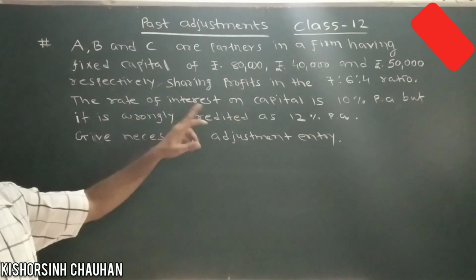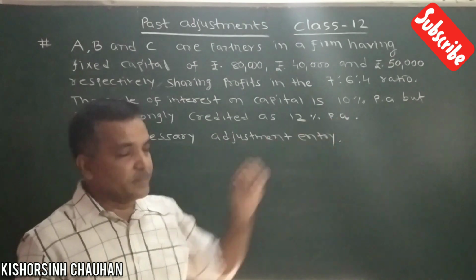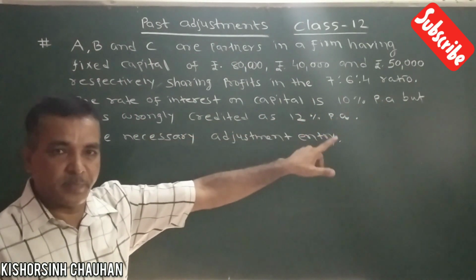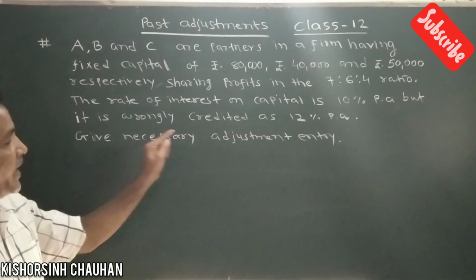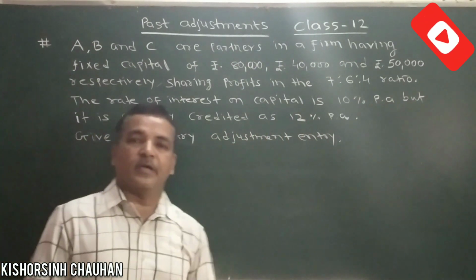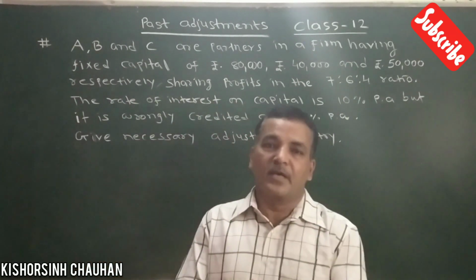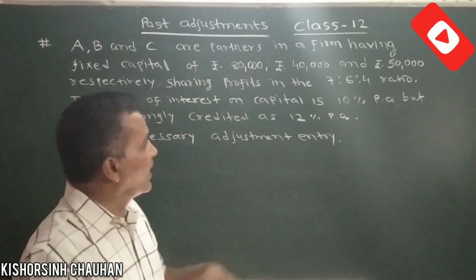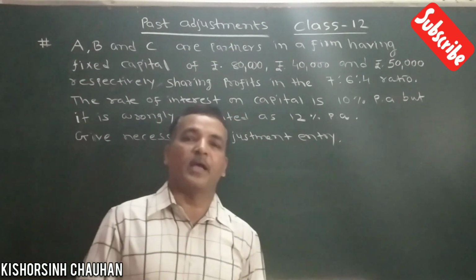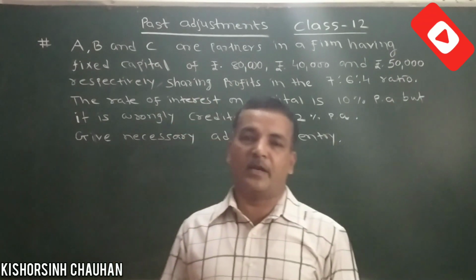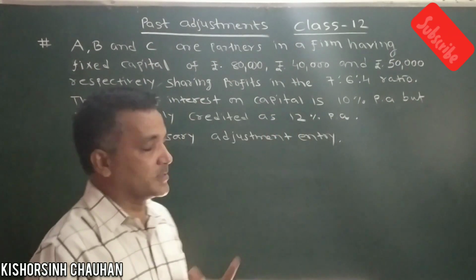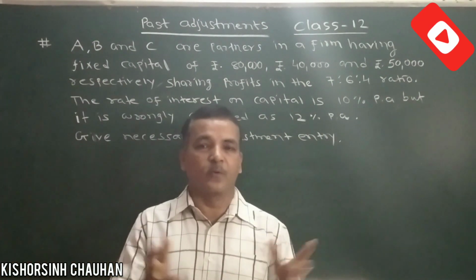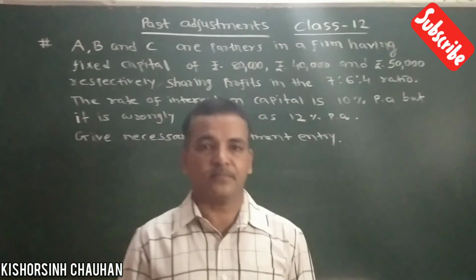The rate of interest on capital is 10% per annum, but it is wrongly credited as 12% per annum. Give necessary adjustment entry. So here the problem is rate of interest is credited at 12%. Actually it should be credited at 10%, but by mistake the accountant has credited it as 12%. So we have to pass adjustment entry. Now let us see how to solve this exercise.